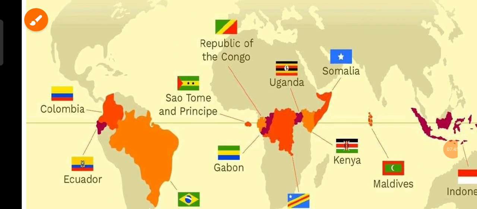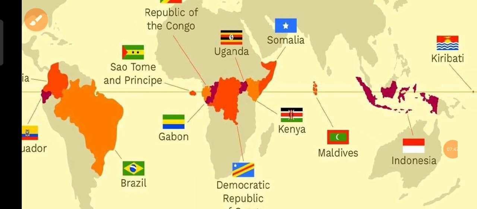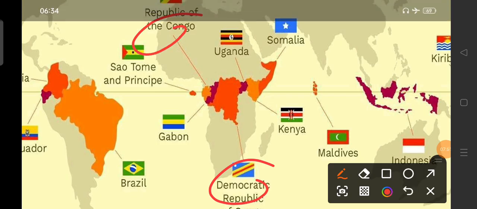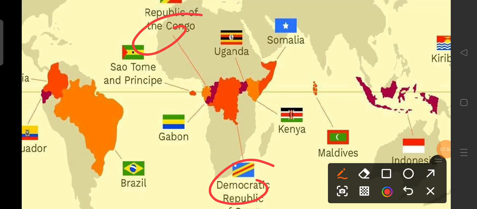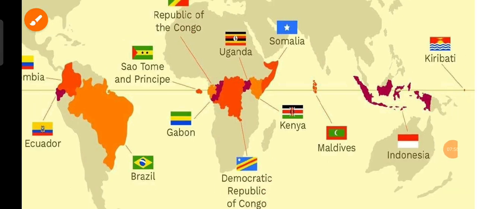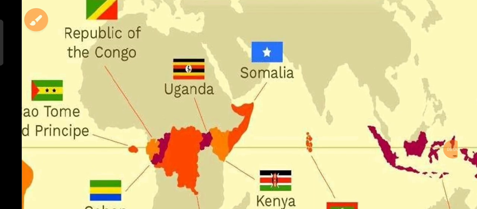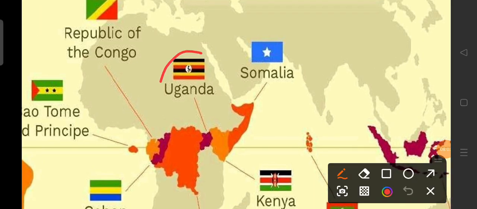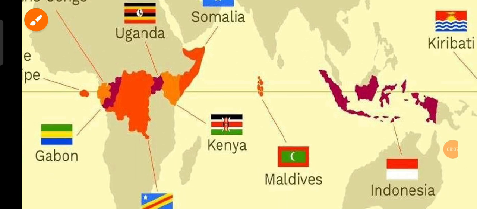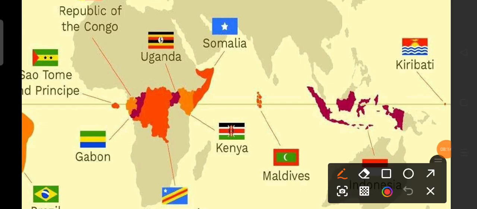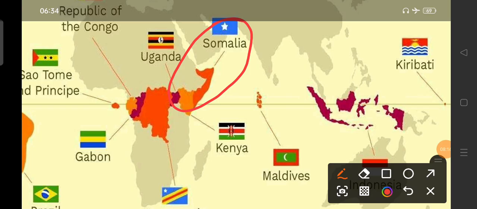Then we move further and see here DRC, and there are two countries here, DRC, Democratic Republic of Congo, and Republic of Congo. Okay, then we move further and see Uganda. Okay, Uganda, then Kenya, it is Kenya. Yes, then Somalia, then it is Somalia.